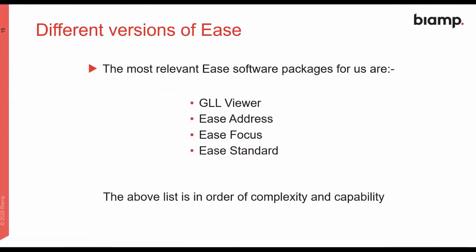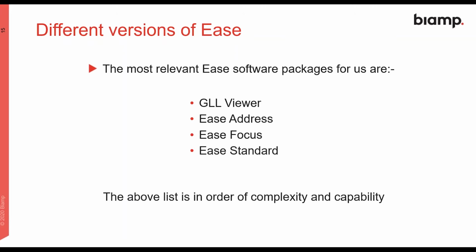So as I said before, AFMG make a vast number of different software packages. The ones that are most relevant to us are these four here: GLL Viewer, EASE Address, EASE Focus, and EASE Standard. I am going to go into detail on what each of those does for you, but note that in this list, they are listed in order of complexity and capability.